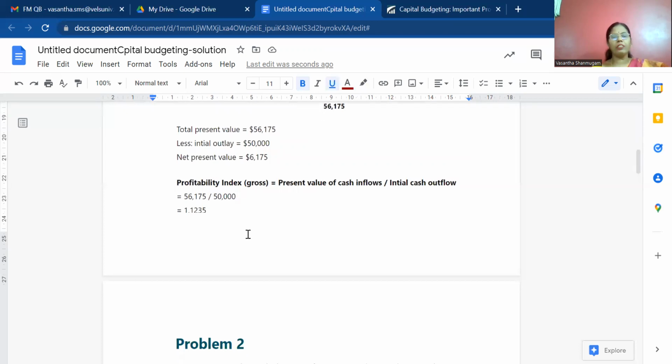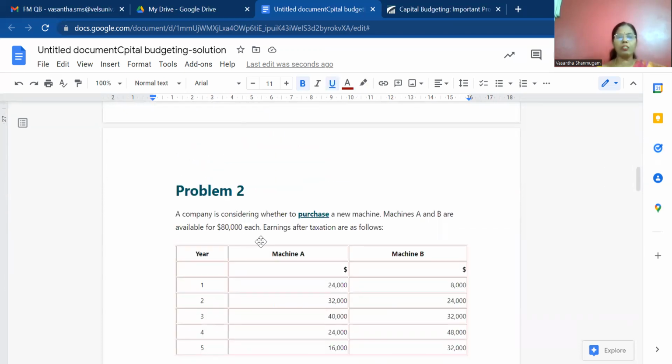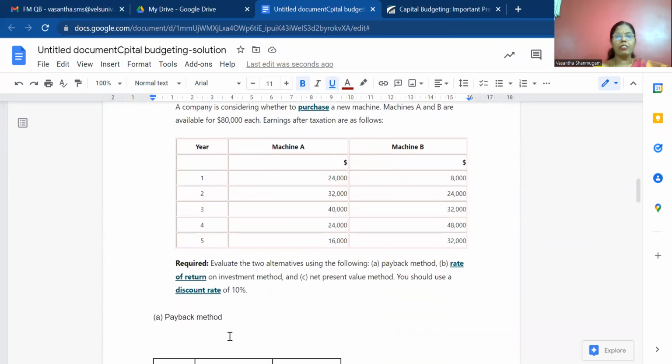So next question, we will discuss. Here the question is, we need to evaluate two alternatives using the payback period method, average rate of return method, and net present value method. So here we are going to discuss three methods, how we are going to do the problem.